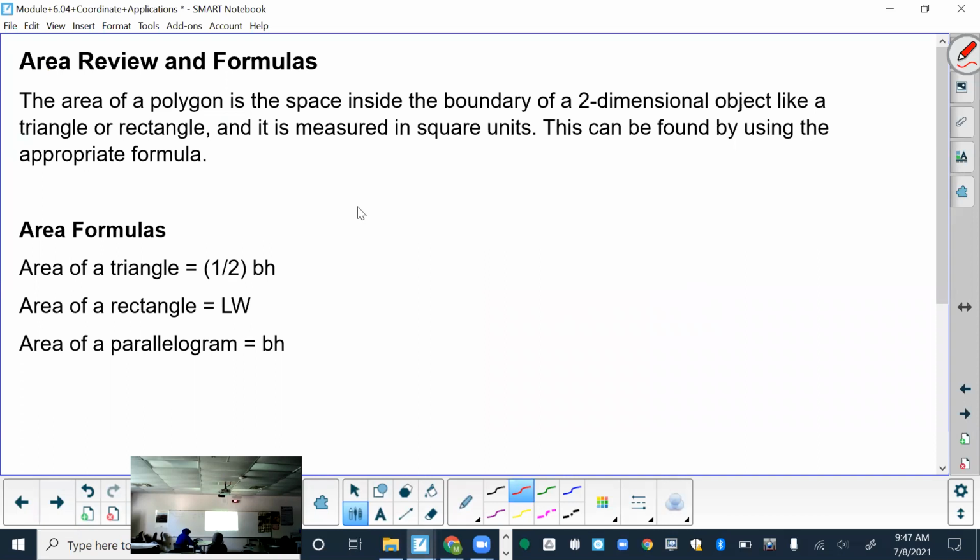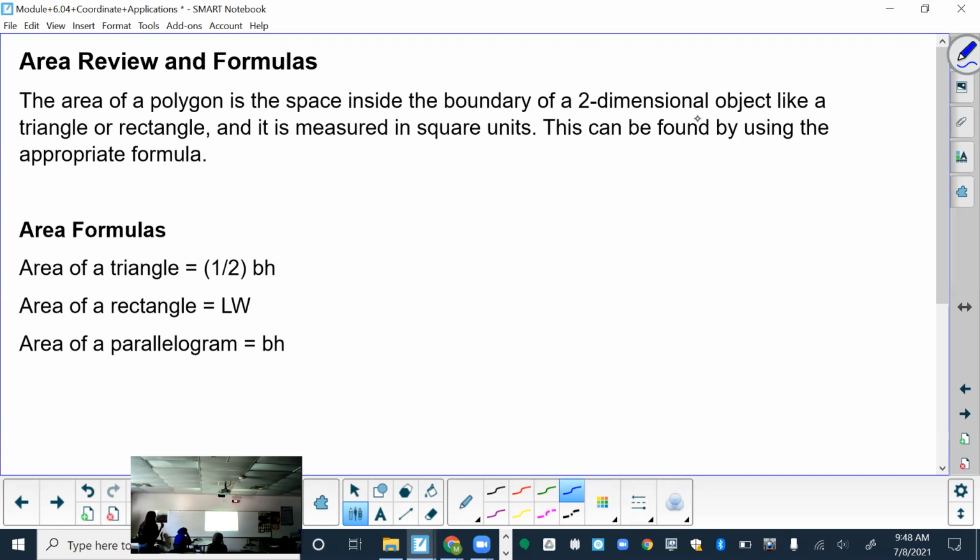All right, so area, review, and the formulas. The area of a polygon is the space inside the boundary of an object. So triangles, rectangles, it's how much, I don't know how to describe it other than the word area, how much is actually going inside the shape. So if you have a garden, how much dirt do you need to buy, or how many turf squares do you need to buy? That's what's filling out the shape.